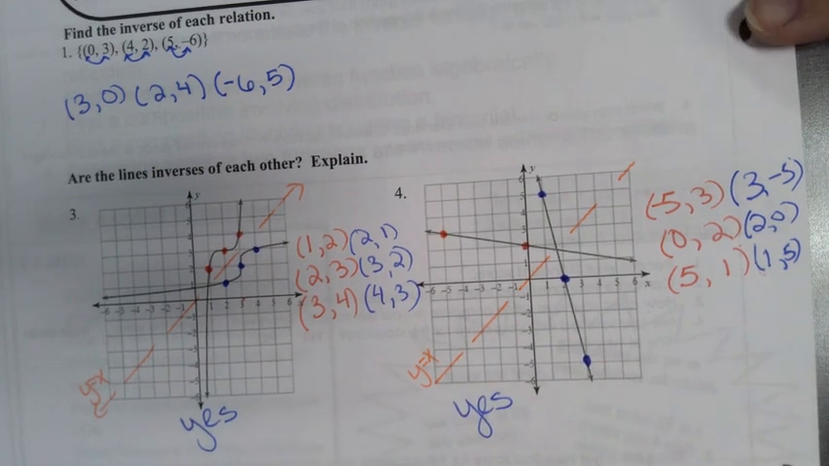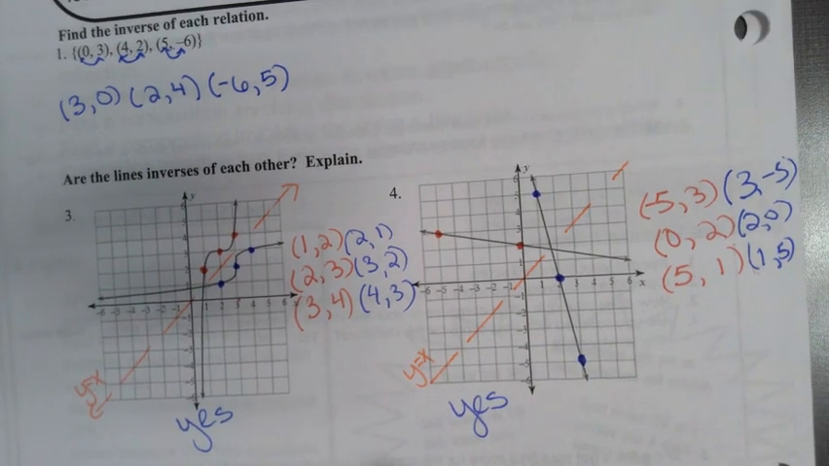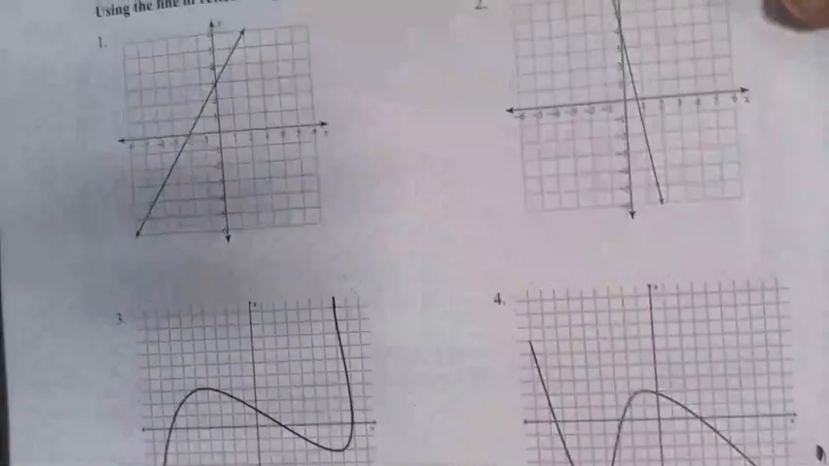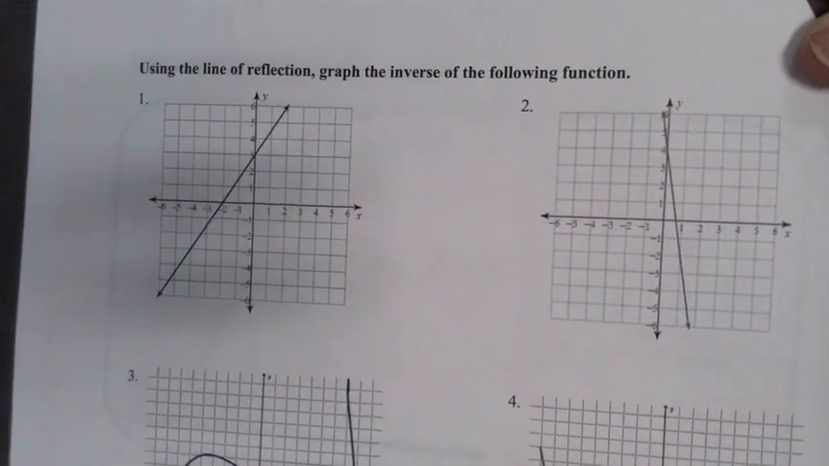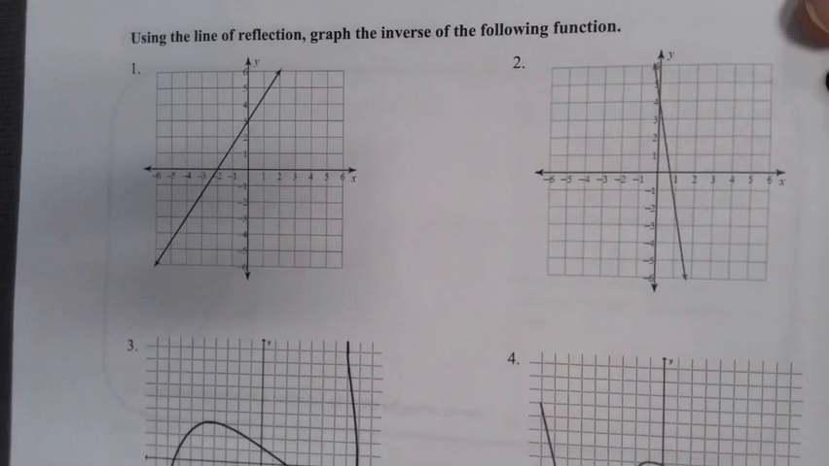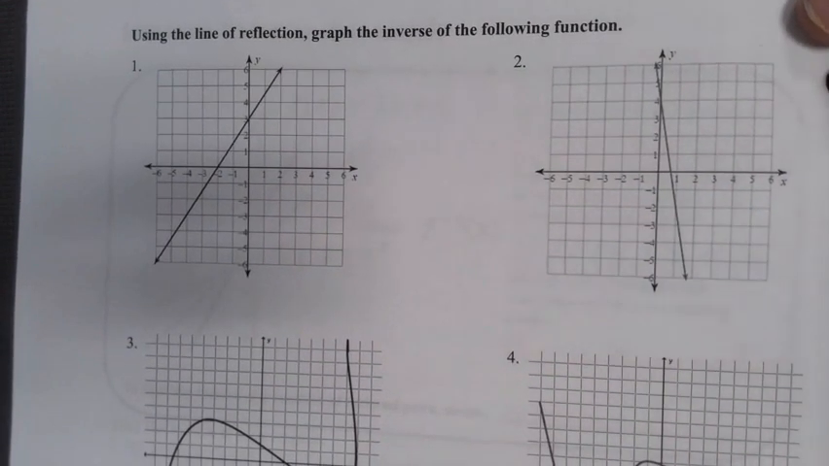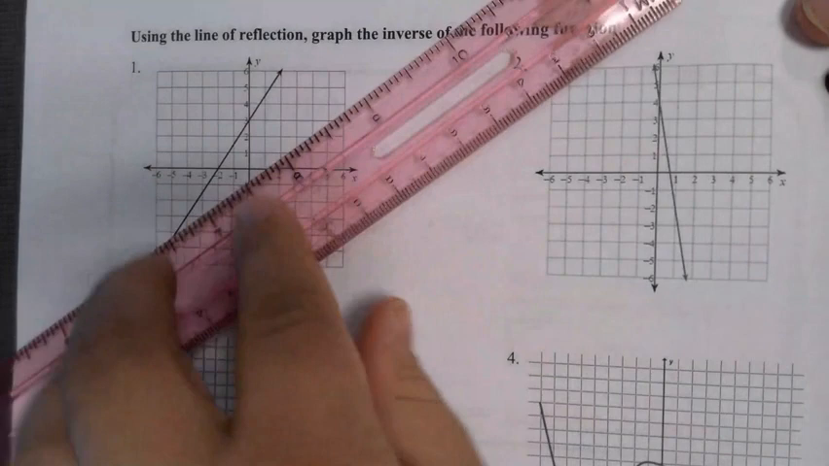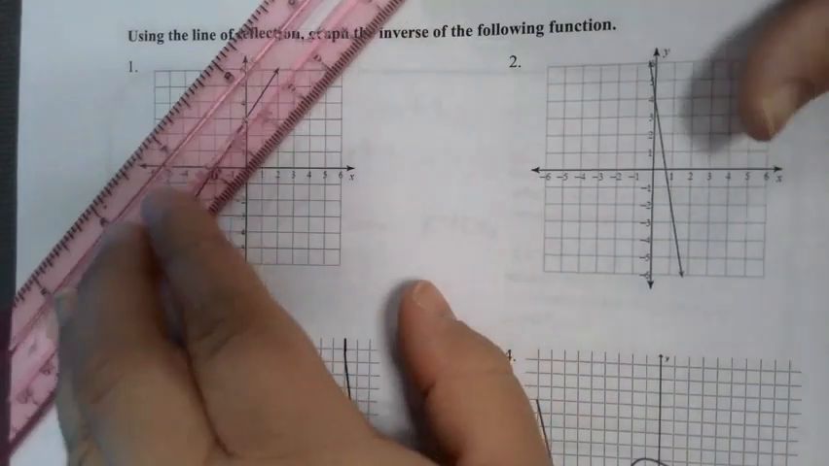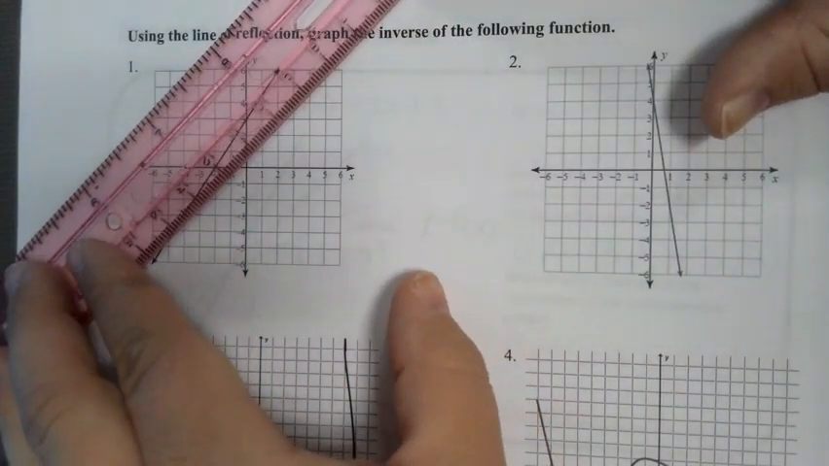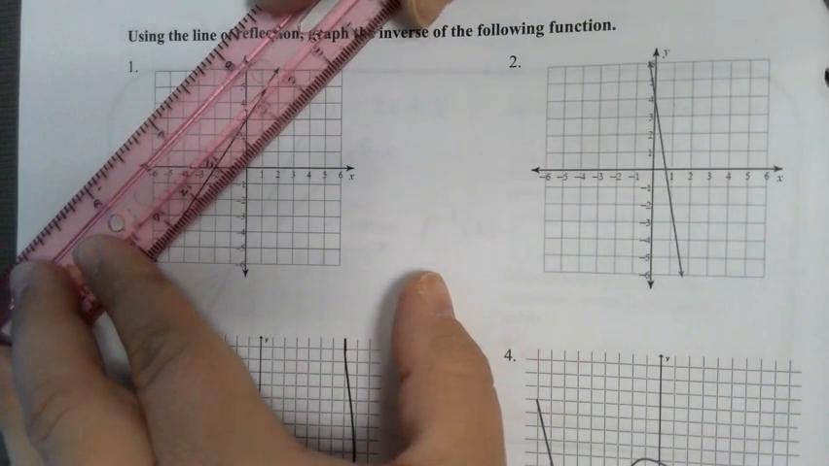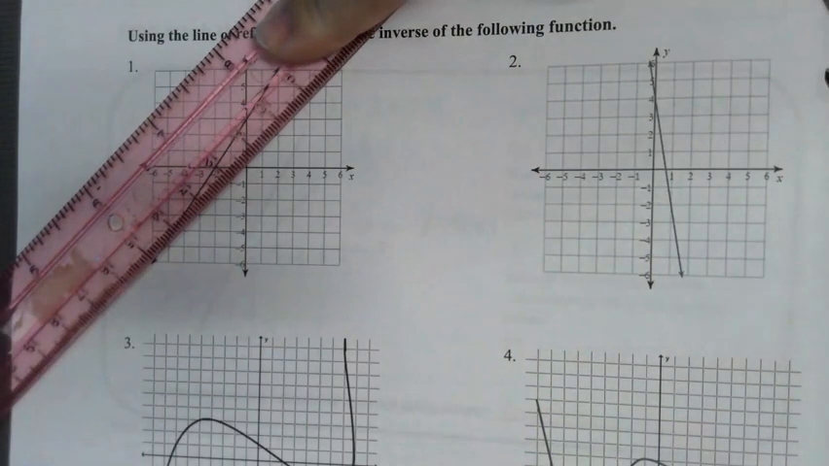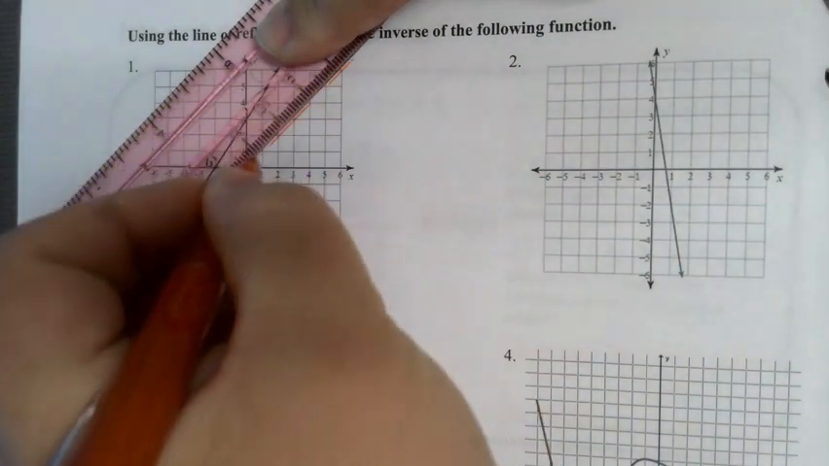Now, what we're actually going to be tasked to do on our assessment is to draw the inverse using our line of reflection and graph it. So it has to use our line of reflection. So once again, we are going to line up that y equals x, draw it in with a dashed line, make sure you label it.